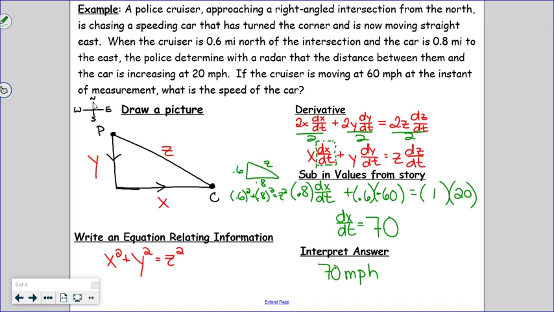They didn't say anything about the cruiser changing at 60 miles per hour, but because of the situation, I knew that y was going to be a decreasing variable. Any questions on this?